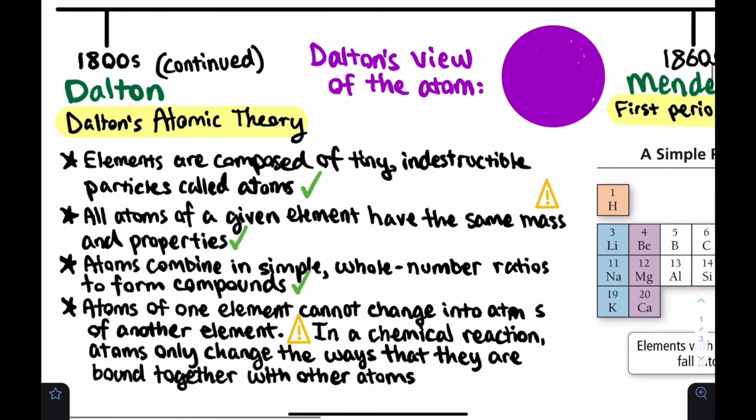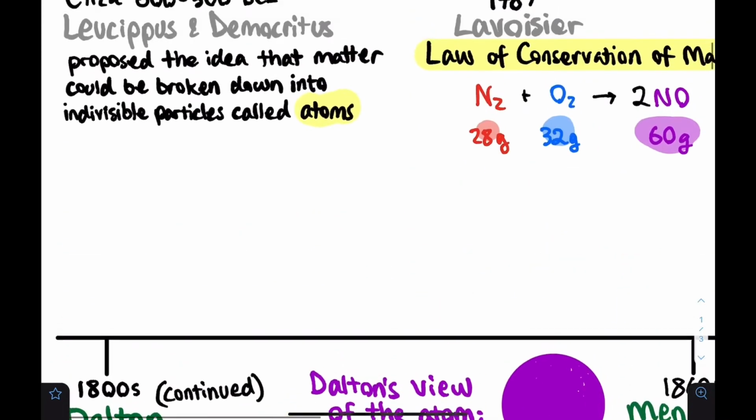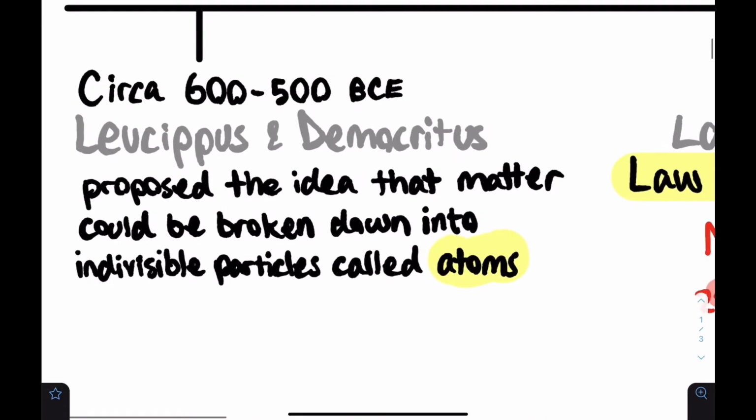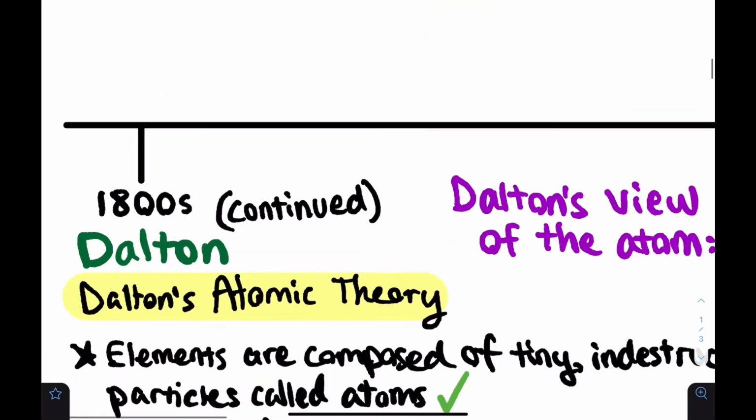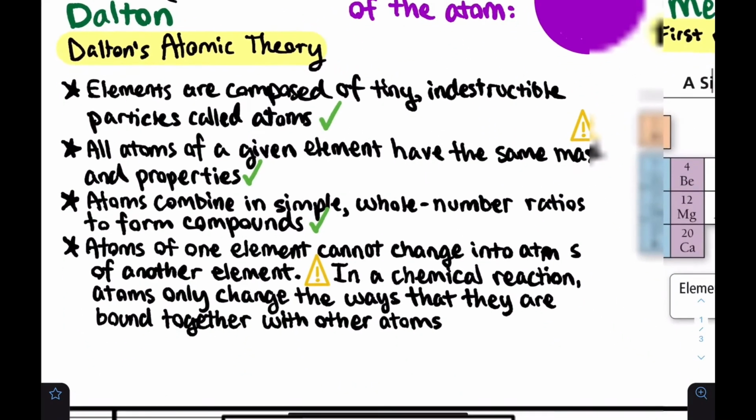And Dalton's view of the atom is very boring. It's just a circle, right? Because he didn't know about charges. He didn't know about protons and neutrons and electrons. He just thought we can break things down into atoms, and we can't break it down anymore. So he was taking from his predecessors, Leucippus and Democritus. And he put forth these points.